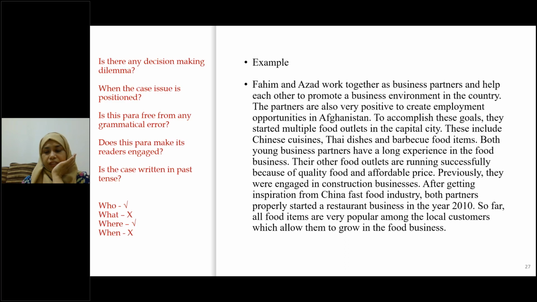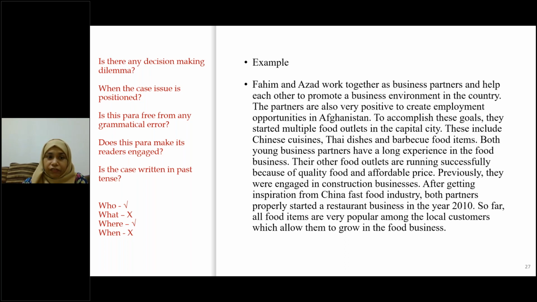Now, if I am your reviewer, what questions will pop up in my mind when I'm reviewing this case? First thing that will come to my mind: is there a decision-making dilemma? If you read this paragraph carefully, which is the opening hook, there is no particular decision-making dilemma. This is some sort of explanation about these two friends, telling a story about them. When the case issue is positioned, we can see one date, 2010, but this is not the time when the problem was positioned. This is actually when they started their business.